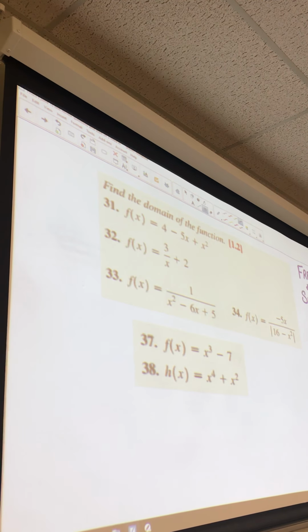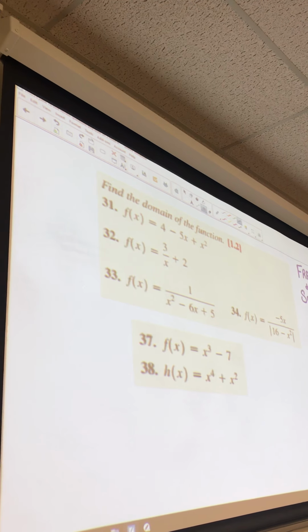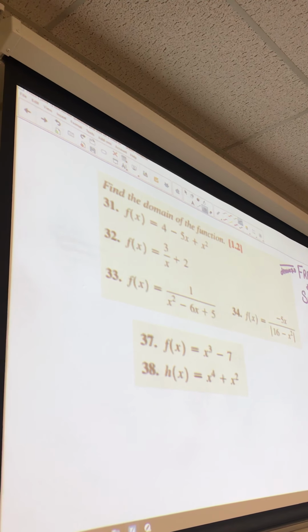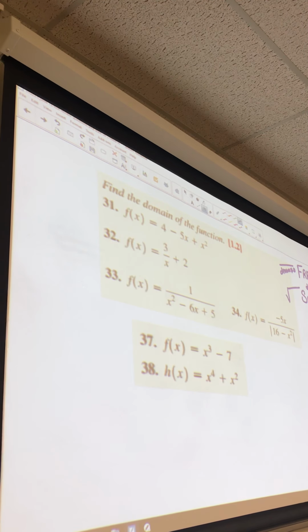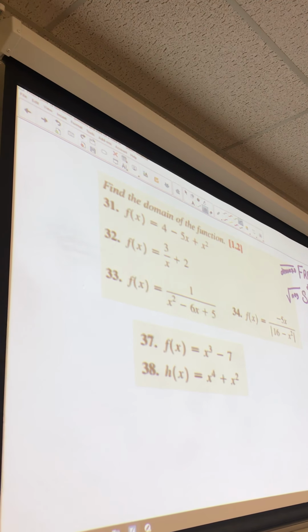Right. And so what is the trouble about fractions? What will make a fraction undefined? The zeros on the bottom. Okay? And what's the deal about square roots? Negatives. Right. Other than that, if it's not a fraction with your x down in the bottom, and it's not a square root with the x underneath, it's going to be all real numbers.